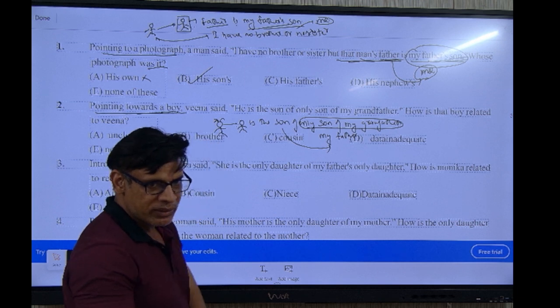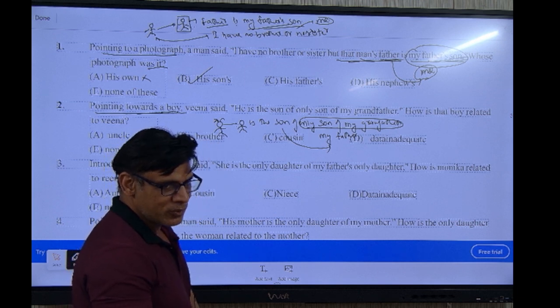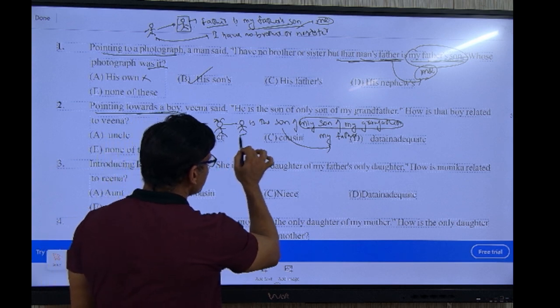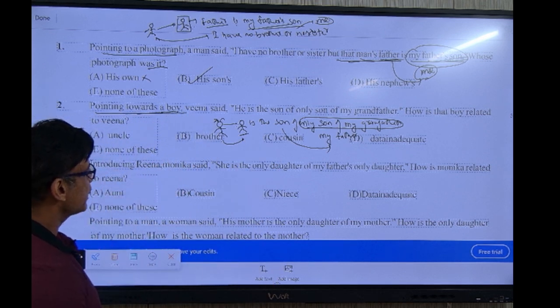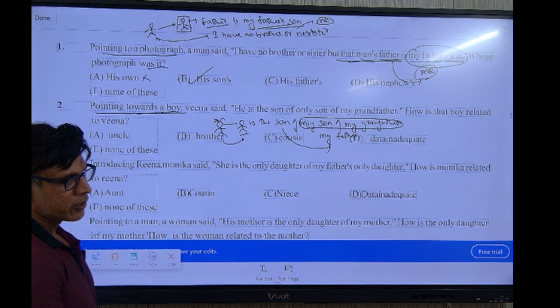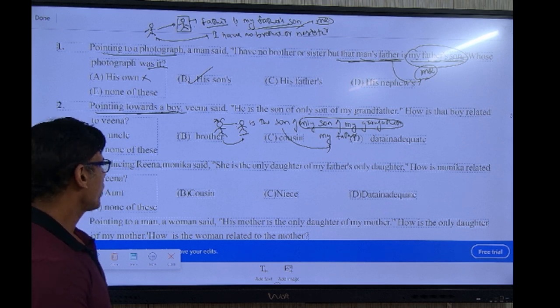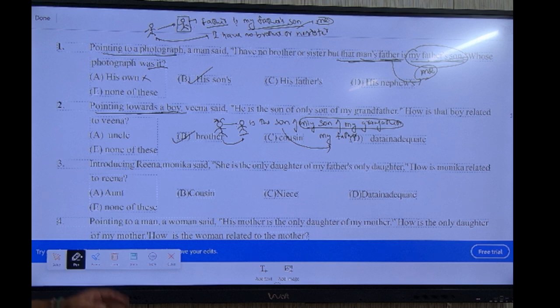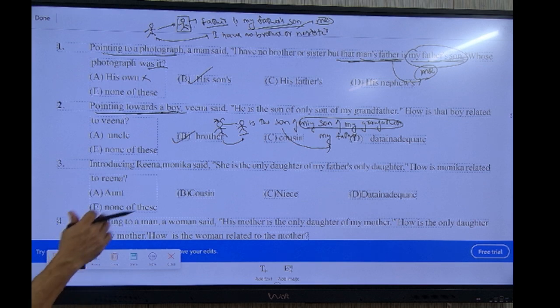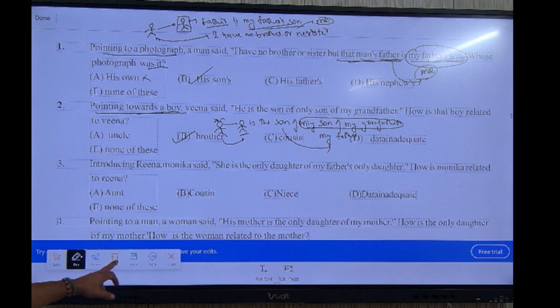Who is the son of my father? Yeah, her brother. So who is this person? This girl's brother or not? Now the question is, how is the boy related to Veena? So the boy is brother of Veena or not? Which option? Option B. So in this blood relation problem, single statement type, always solve from behind. It will give you a better idea. Clarity will be more. My grandfather, then only son, then his only son is brother.